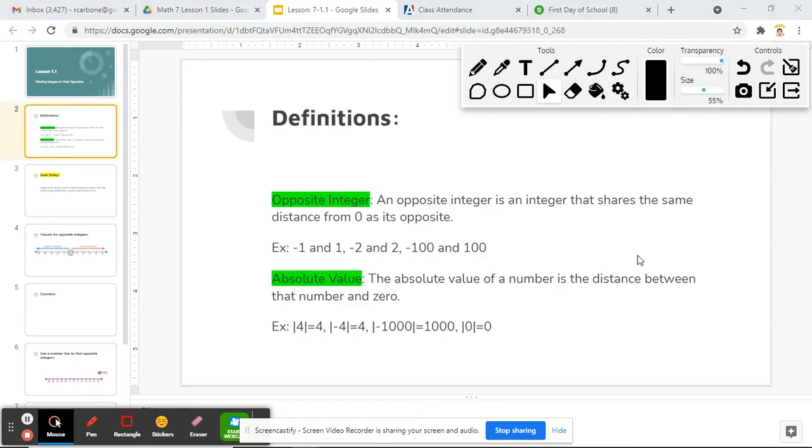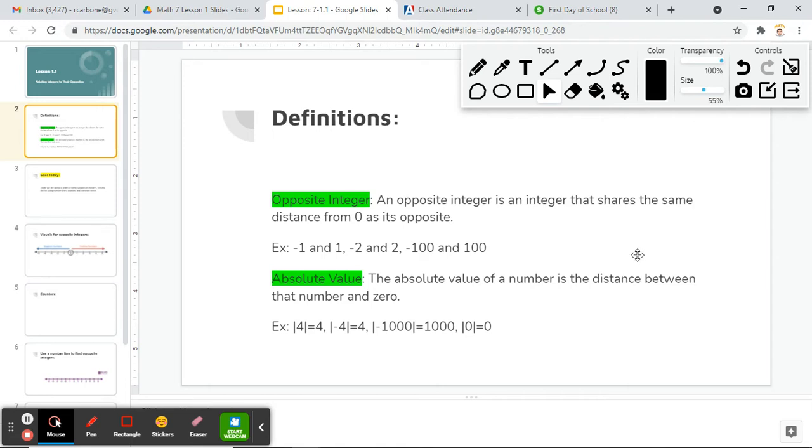First definition I want you guys to learn today is that of an opposite integer. So an opposite integer is an integer that shares the same distance from 0 as its opposite. So here's some examples for you. -1 and 1, -2 and 2, and also -100 and 100. So basically what we're saying is integers are opposite integers if they share the same distance from 0.